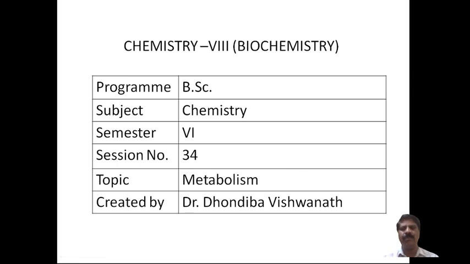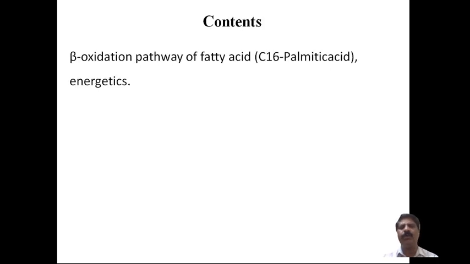Today I am going to discuss the 34th session of Biochemistry, paper 8, which belongs to Metabolism of the 6th semester BSc. In this session, I am going to discuss the beta oxidation pathway of fatty acids, taking the example of palmitic acid, and the calculation of the energetics, that is, how many molecules of ATP can be generated in this process. Let us discuss one by one in this session.